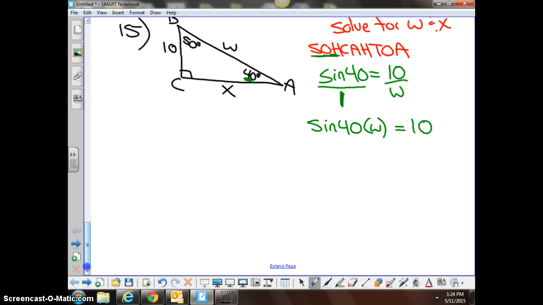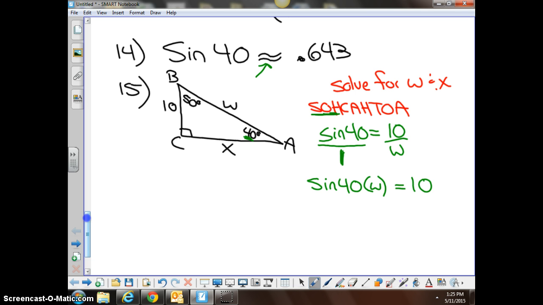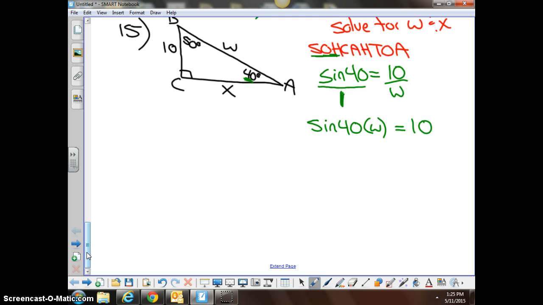Now Pranav says, why don't you do 0.643 times W equals 10? Is the sine of 40 truly 0.643? No. It's 0.643 and more digits, right? So do we want to round when we're calculating the answer? No, we don't want to round in the middle of our calculation. We can round our answers. When you go up at 14, we round it: approximately the sine of 40. That's why we use these squiggly lines. It's approximately 0.643. So in this case, we have to leave it as sine of 40.